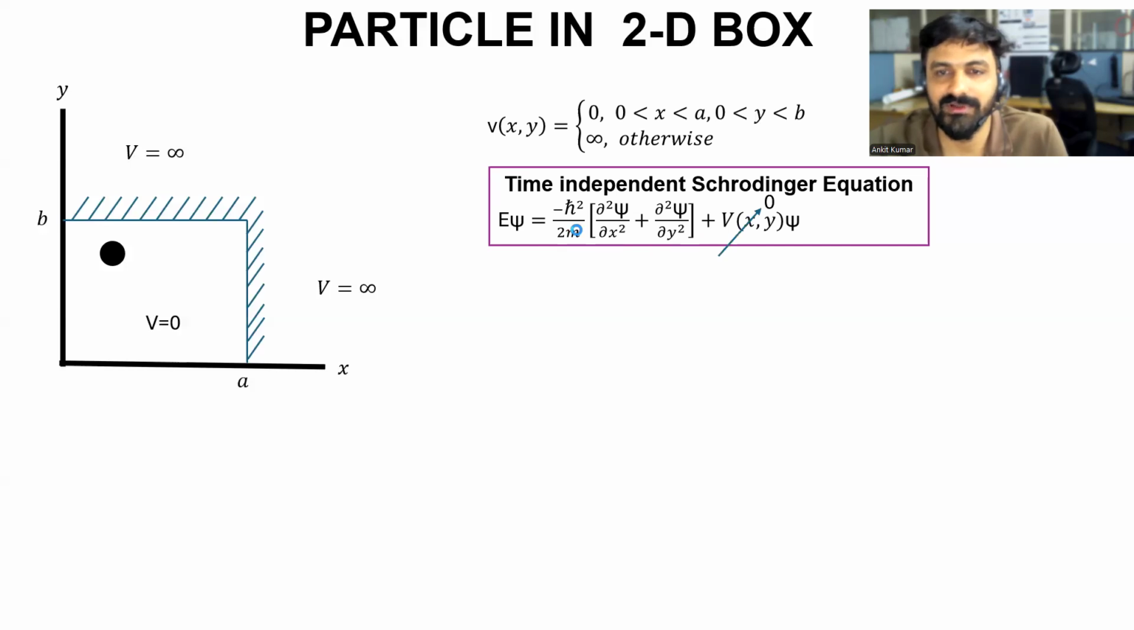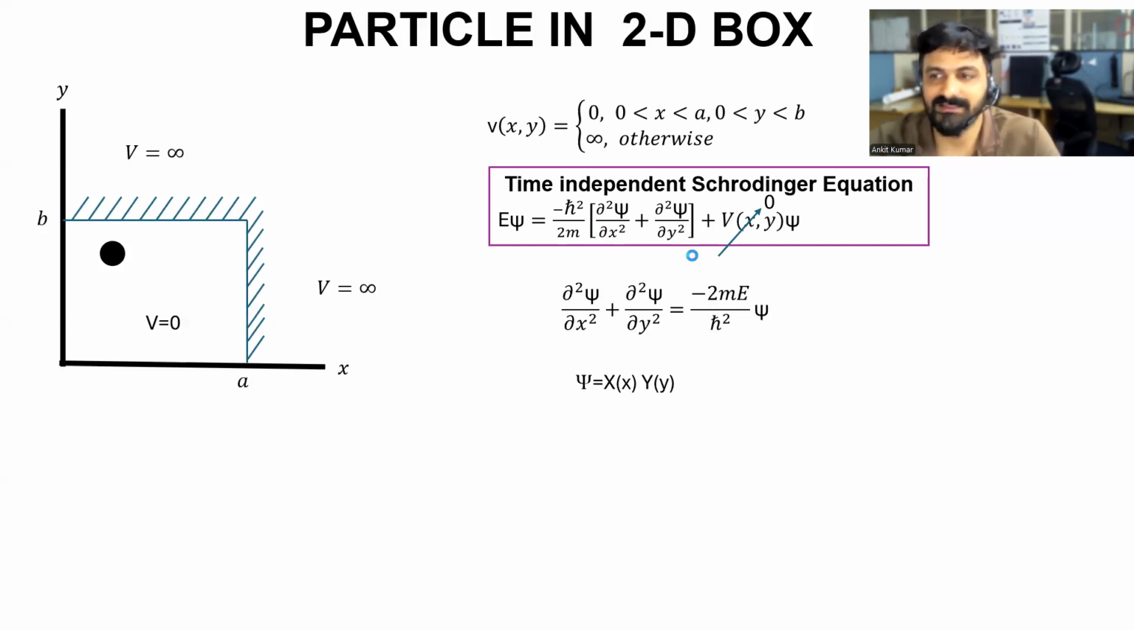We are interested in solving the Schrodinger equation in the region inside the box where the potential is zero. That's why we substitute V equals zero in the Schrodinger equation. Once you substitute, the equation becomes ∂²ψ/∂x² + ∂²ψ/∂y² = −2mE/ħ² ψ. Is that clear? Okay, great.